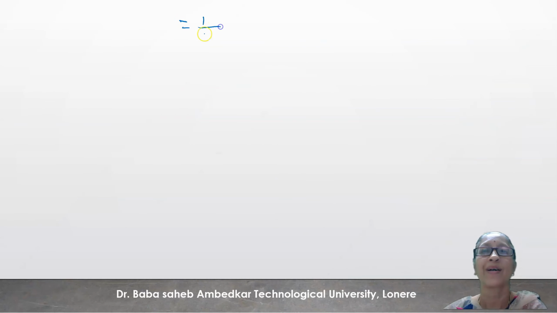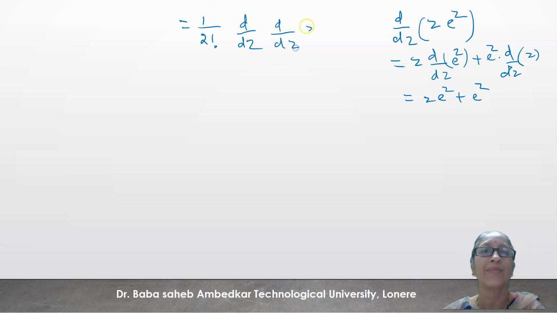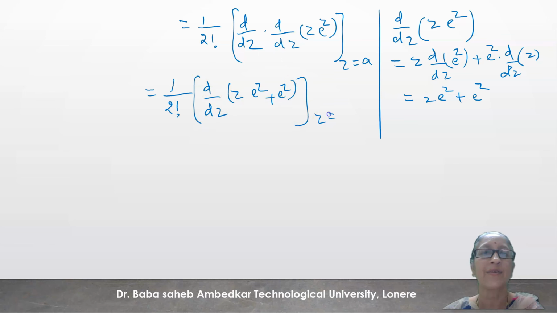Which is equal to 1 by 2 factorial into d by dz of d by dz of z e power z. You have to apply the UV rule: z into d by dz of e power z plus e power z into d by dz of z. So what do you get? z e power z plus e power z. So d by dz of d by dz of z e power z at z equal to a is equal to 1 by 2 factorial into d by dz of the first order derivative, z e power z plus e power z, at z equal to a.